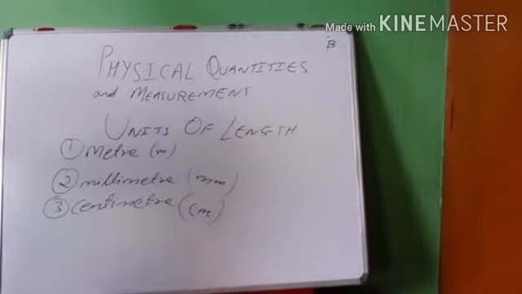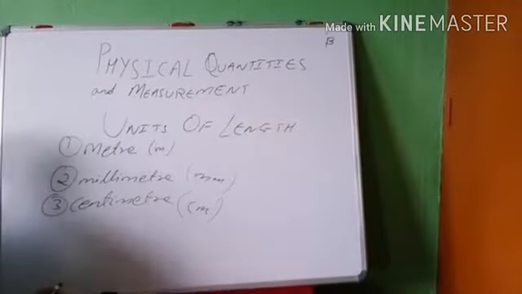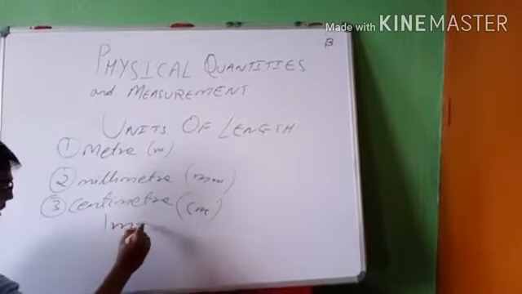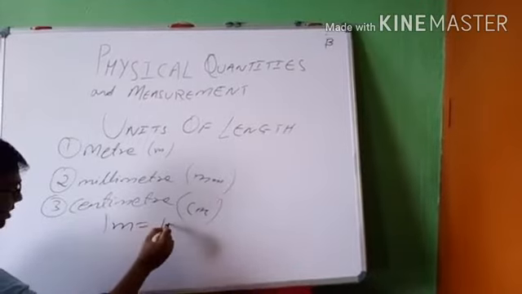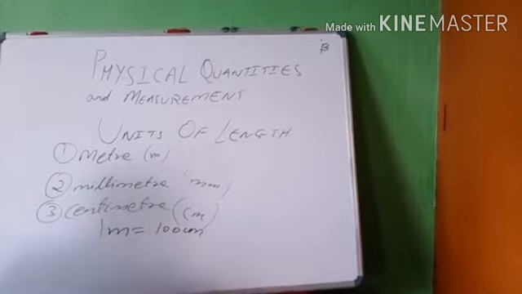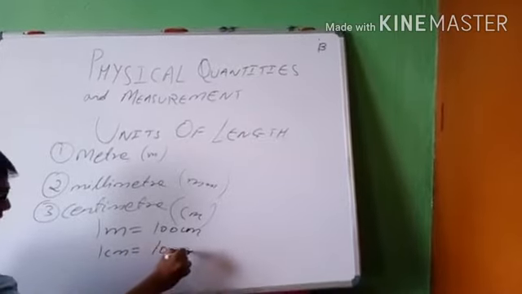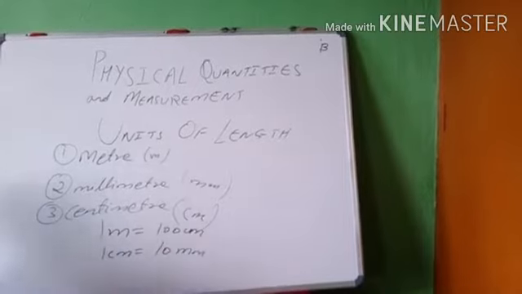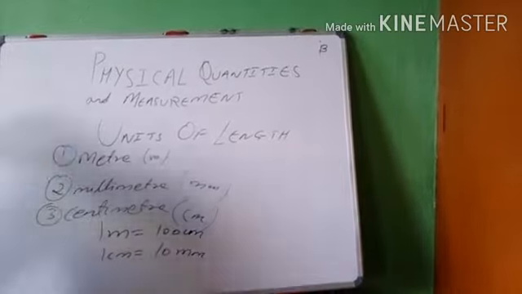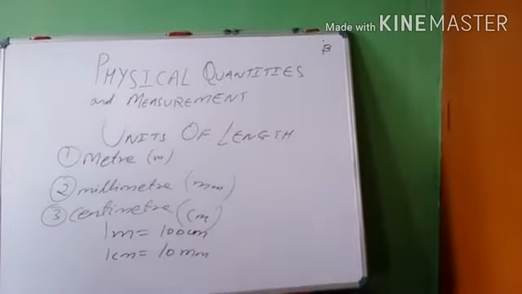Let's see what are the relationship between this, and this is very important. You should know 1 meter. In your textbook, you can mark it important. 1 meter equals to 100 centimeter, and 1 centimeter equals to 10 millimeter. 1 meter equals to 100 centimeter, and 1 centimeter equals to 10 mm, that is 10 millimeter.